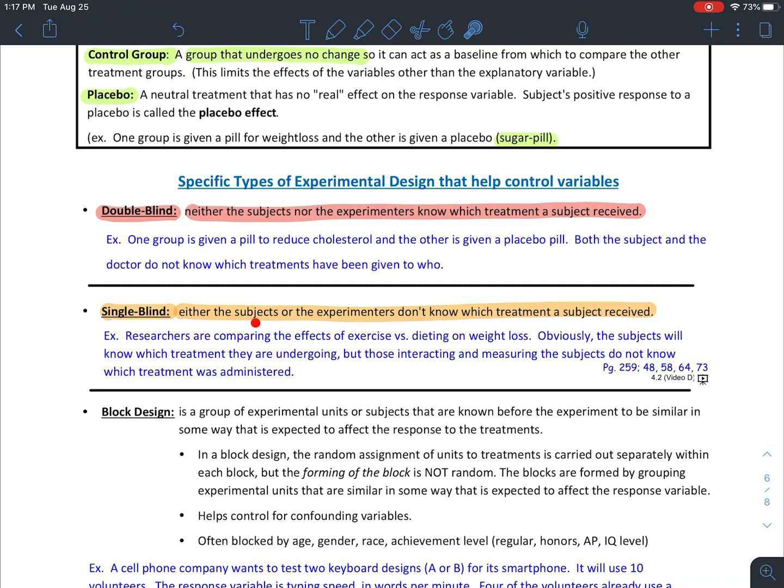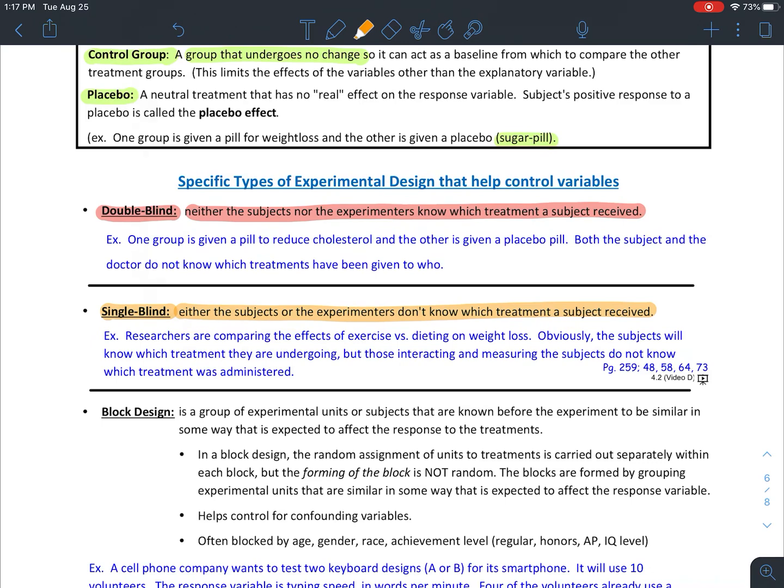Sometimes experiments, though, have to be just single-blind, and a single-blind experiment is one of two things: either when the subject doesn't know which treatment he or she is receiving, or when the experimenter doesn't know which treatment the subject received. Okay, one or the other.